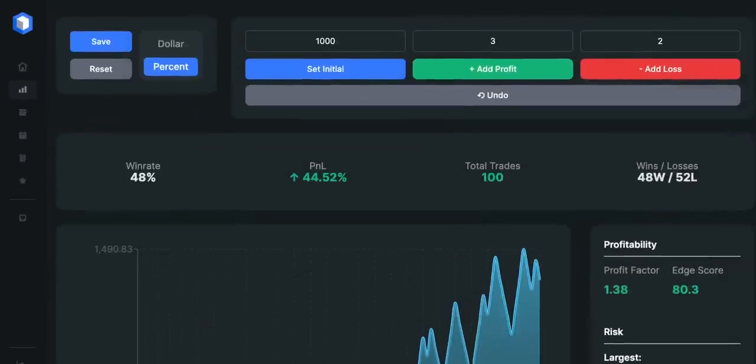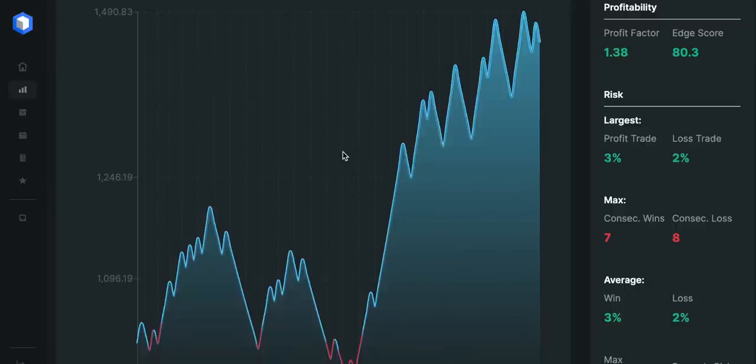So the backtesting is finished, and as we can see, we started with $1,000 and we were risking 2% of our account in order to make 3. The win rate for this strategy is 48%, and we increased our account size by 44.52%. The profit factor is 1.38 and we had 7 consecutive wins against 8 consecutive losses.